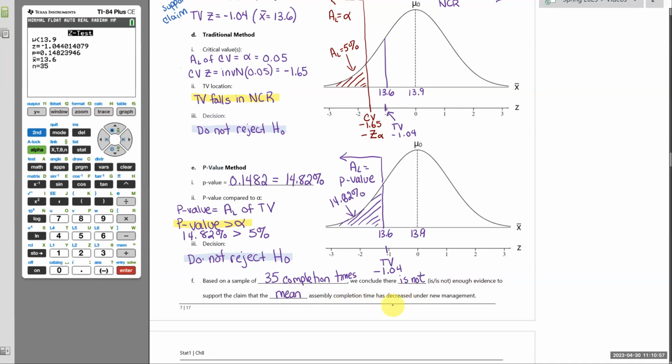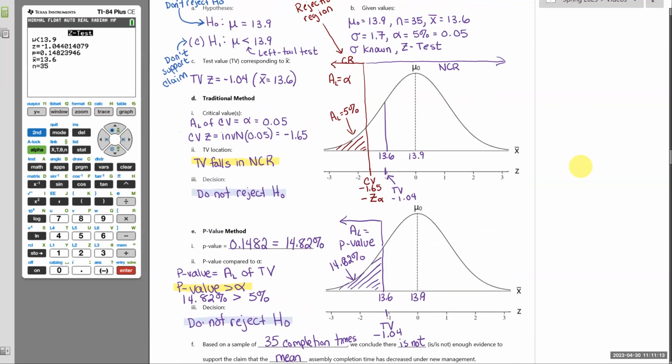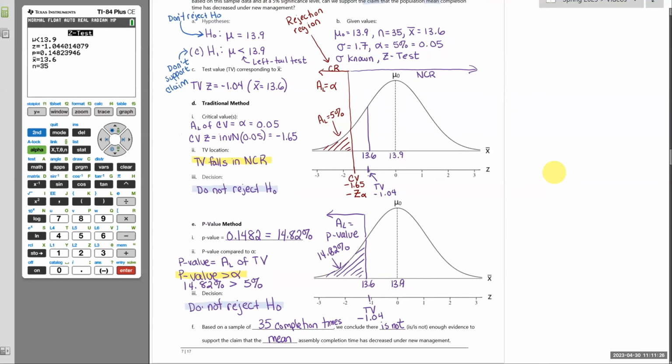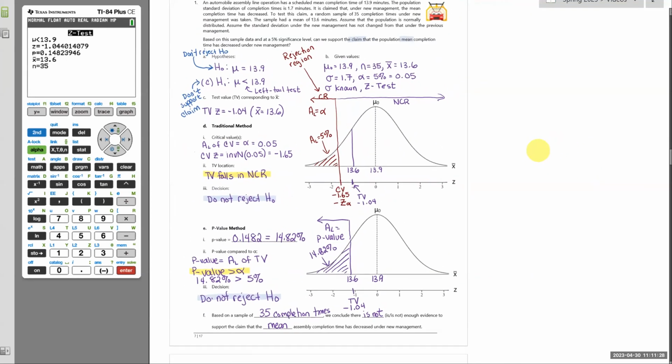So they were hoping to bring down the completion time, and their sample mean was somewhat smaller than it had been before, but it's not a big enough difference to convince us that for the whole population of completion times, the true mean really is less than what it had been before. So we want to see something really small compared to 13.9 to be convinced. Okay. So there's our left tail test.